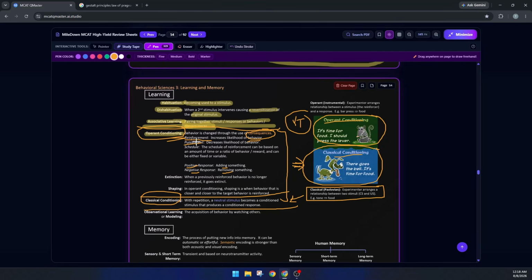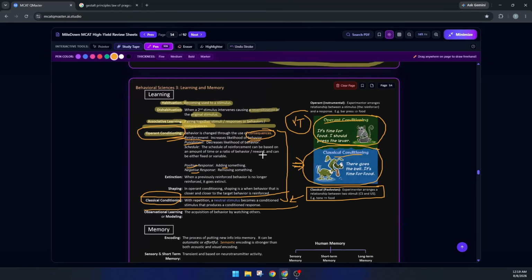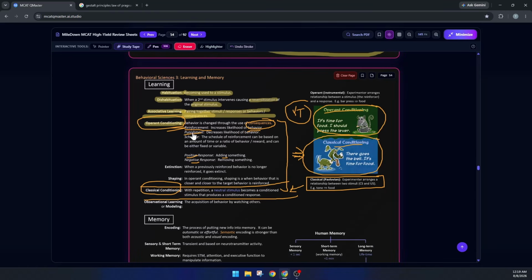And then negative punishment is when I remove something to decrease the likelihood of behavior. For example, I remove the video games to decrease the likelihood of playing video games. Not of studying, that would increase the likelihood of behavior. But anyway, I recommend going through some examples and understanding that reinforcement and punishment can both be positive or negative.